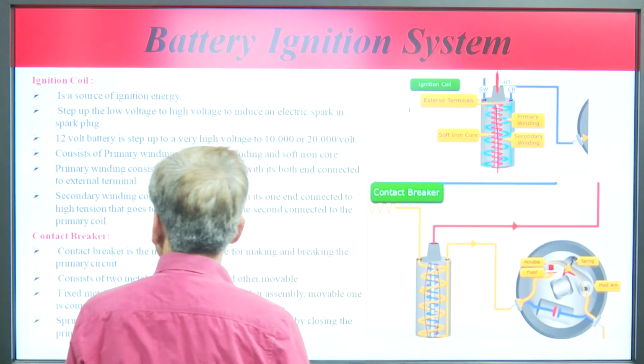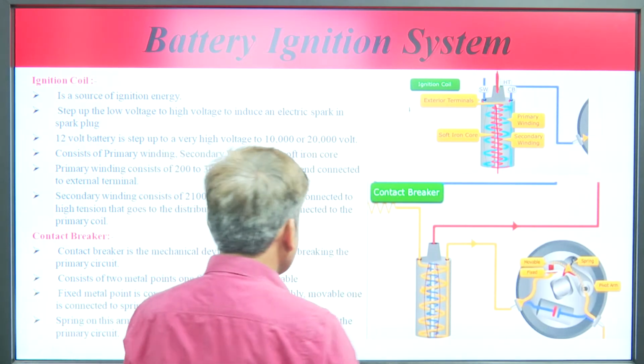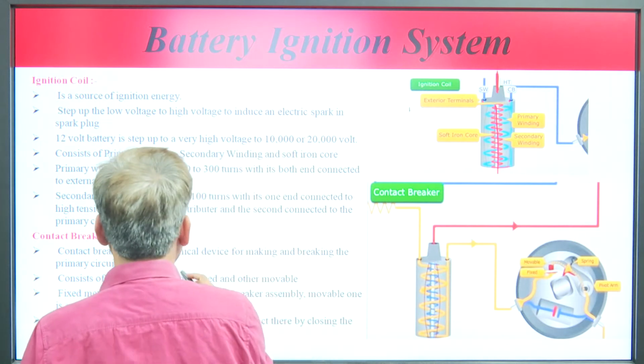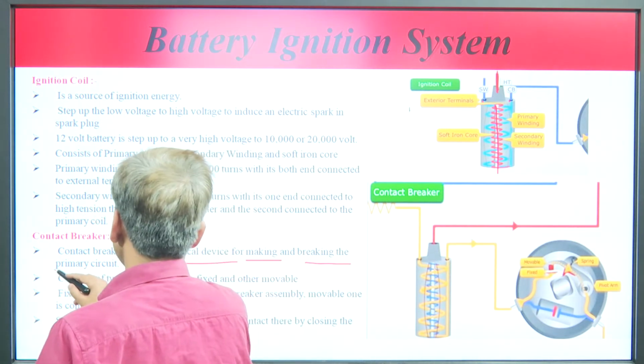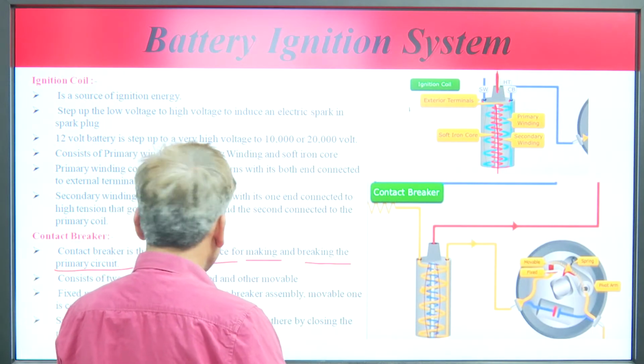Now, come to the contact breaker. So, this is the contact breaker. The contact breaker is a completely mechanical device for making and breaking the primary circuit.